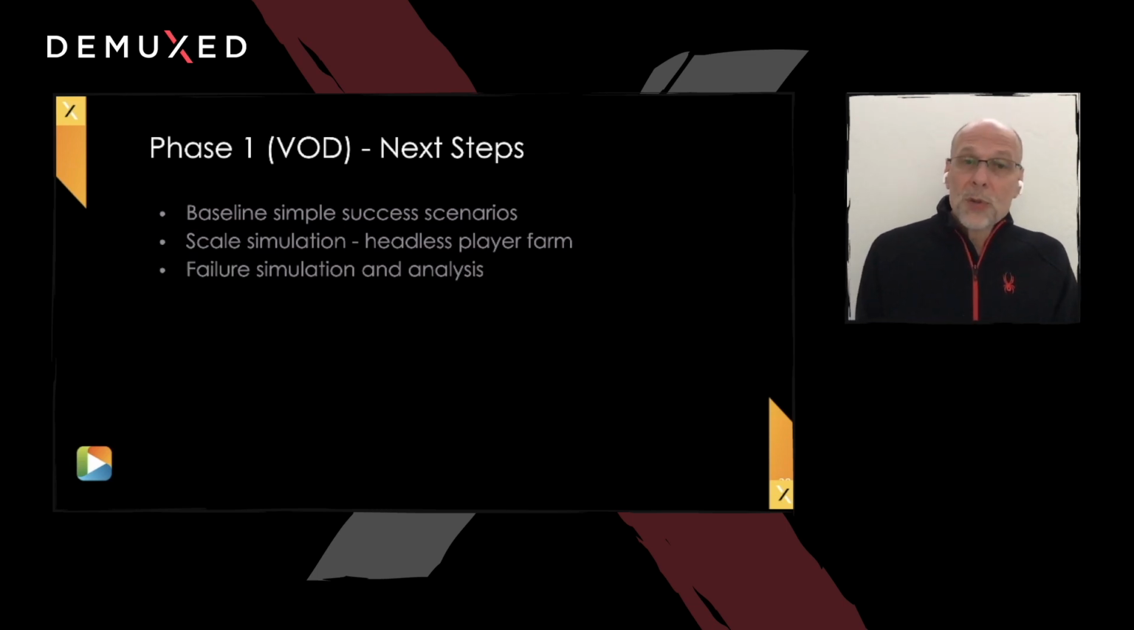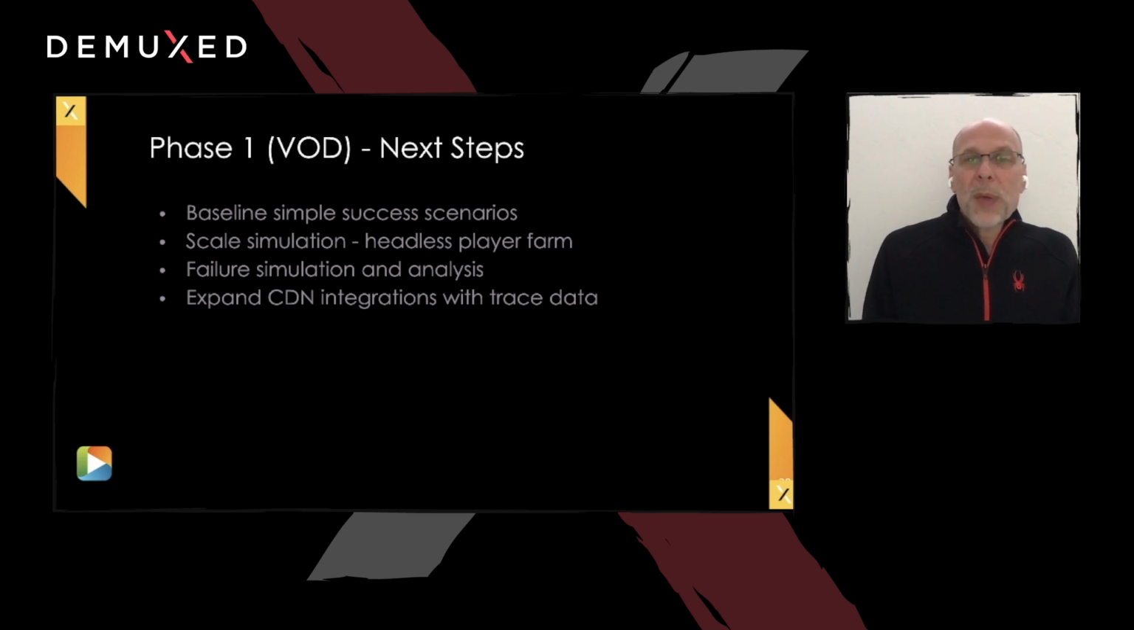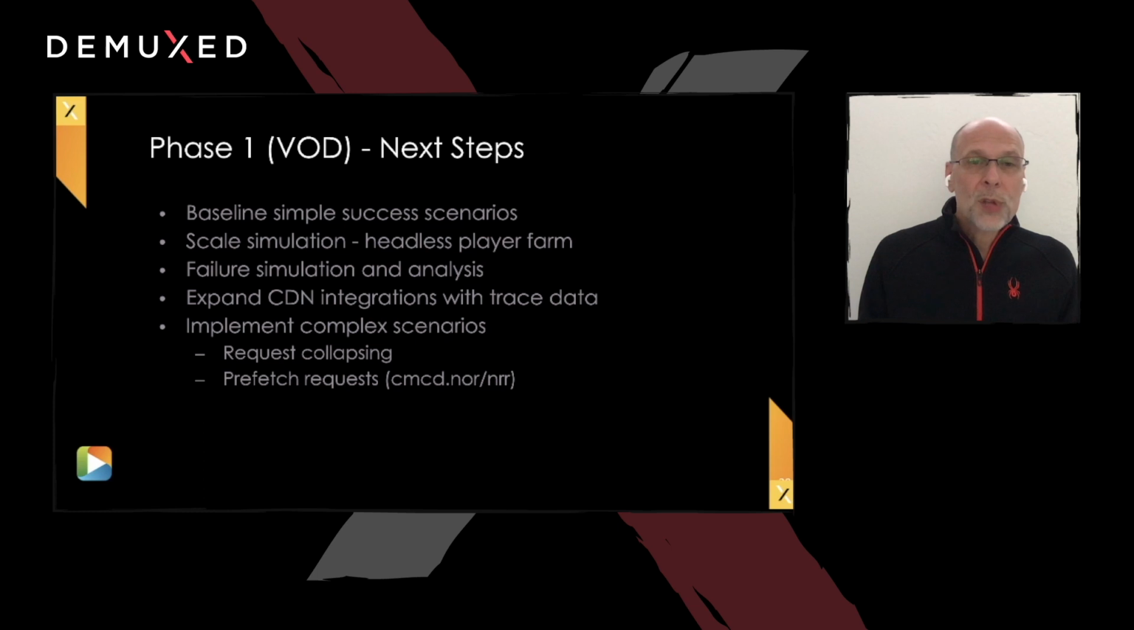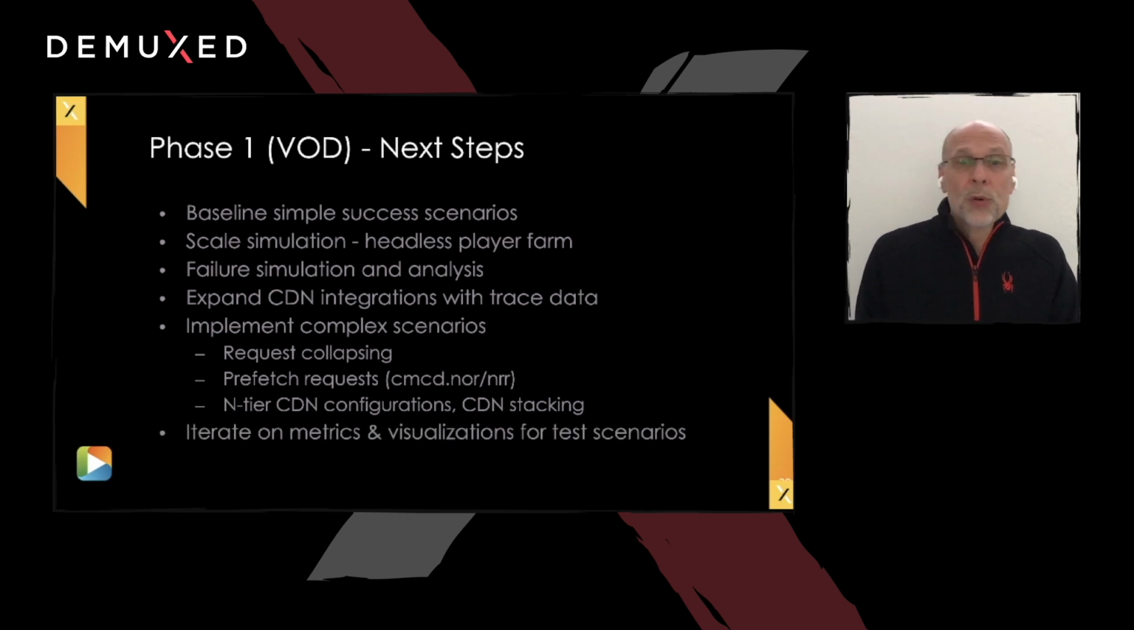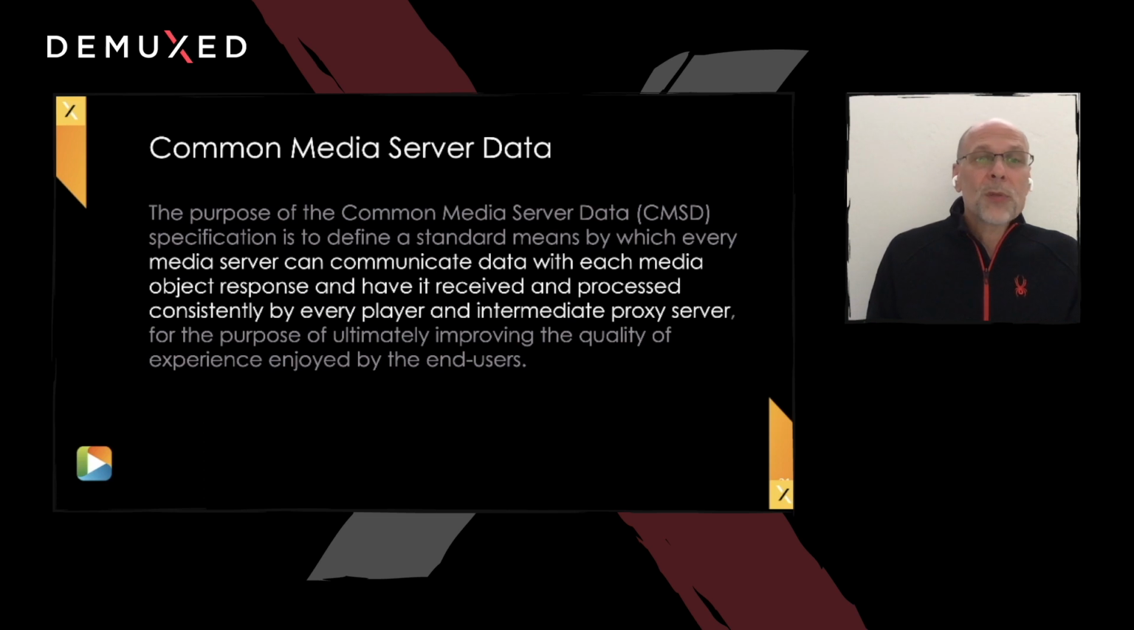We need to start with our failure simulation. We have a set of failures that we've identified, some symptoms there, and trigger methods for those types of failures. So we're starting to work through that. We want to expand the number of CDNs where we can consume the data and turn it into trace data. We'll be working with our other SBA members to do that. And we want to implement some complex scenarios like request collapsing when many requests come in parallel for the same piece of content, prefetch requests, and multi-tier CDN configurations that go beyond edge and middle tier, and even CDN stacking, where one CDN might be acting as the origin for another one. And then, of course, we want to iterate on the metrics and visualizations and all of that. So this is a very iterative project in general.